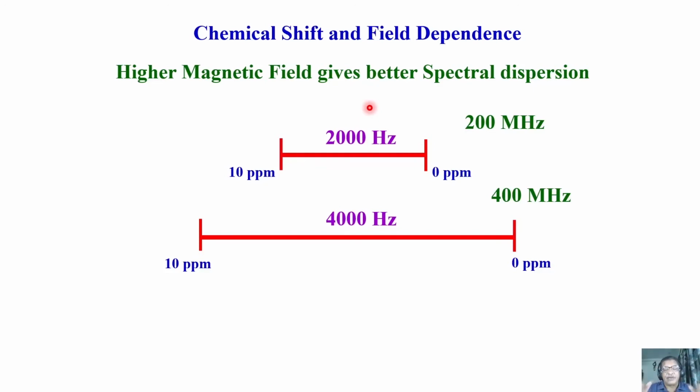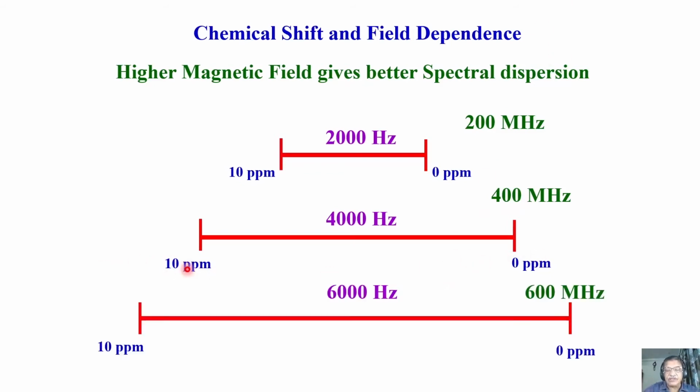Let us say the same spectrum is taken at a 400 megahertz spectrometer. What is 0 to 10 ppm here? 10 ppm, you have to simply multiply by 400 to express in hertz. So it will become 4000 hertz. Now I'll go to a 600 megahertz spectrometer. See the spread now. Multiply 10 by 600, you get 6000 hertz.